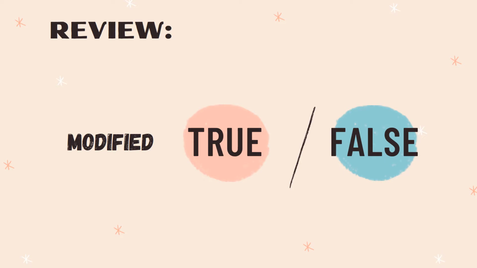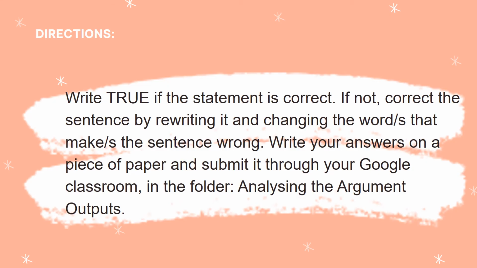Before we discuss our topic for today, let's have first some review. Let's have modified true or false. All you have to do is to write true if the statement is correct. If not, correct the sentence by rewriting it and changing the word or words that make the sentence wrong. Write your answers on a piece of paper and submit it in our Google Classroom in the folder Analyzing the Argument Outputs. Are you ready? Let us begin.